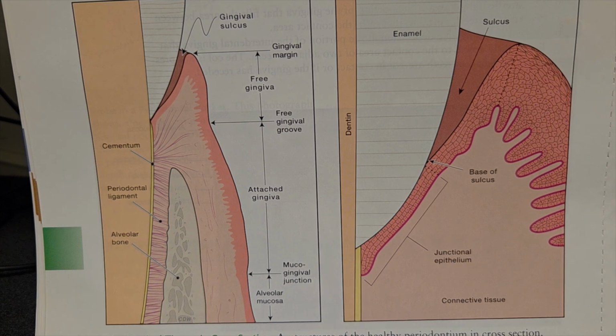So a normal sulcus in health, the tooth is surrounded by the sulcus. The junctional epithelium forms the base of the sulcus by attaching to the enamel of the crown near the cemento-enamel junction, or CEJ. The depth of the clinically normal gingival sulcus is from 1 to 3 millimeters as measured by a periodontal probe.